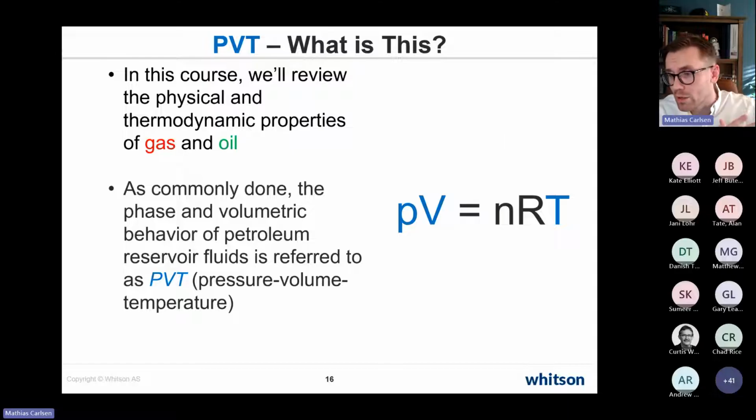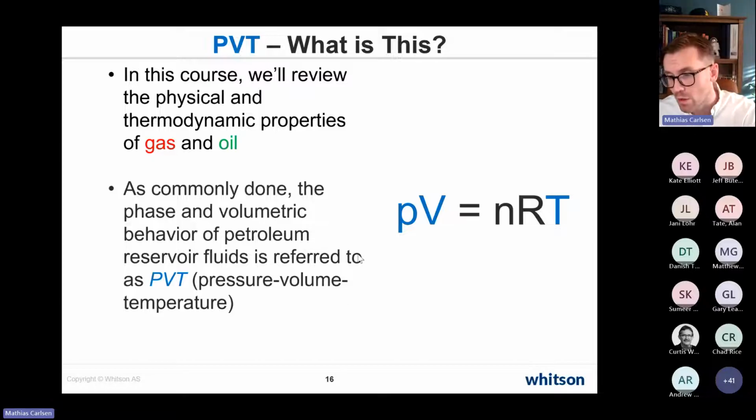And as we'll learn later, that's actually one of the most simple or fundamental equations of state that we have. A lot of the things we do in oil and gas, where we're using more advanced equations of state, are just more advanced versions of this fundamental equation. So we'll talk about that later.